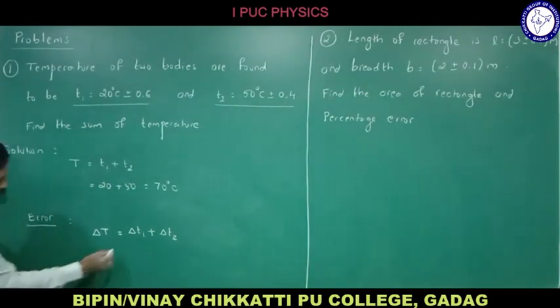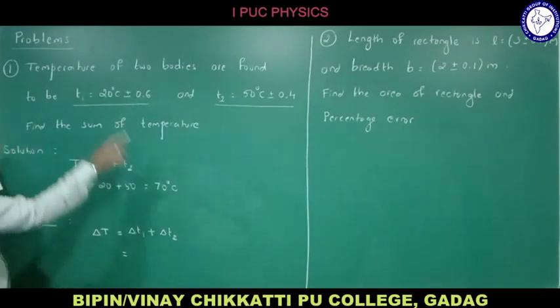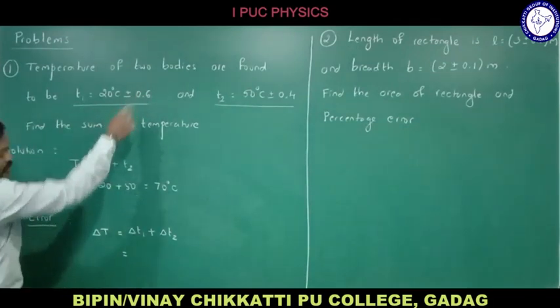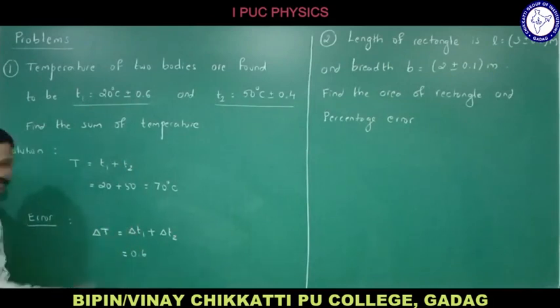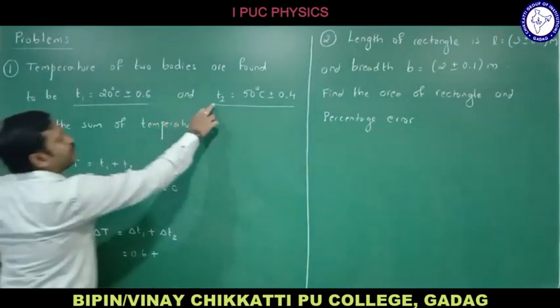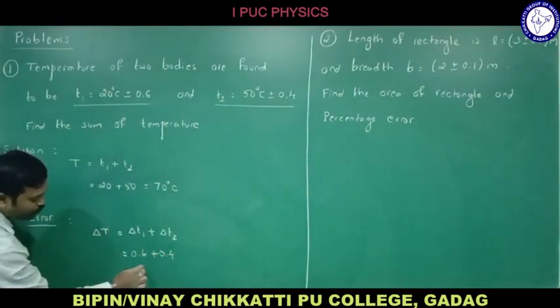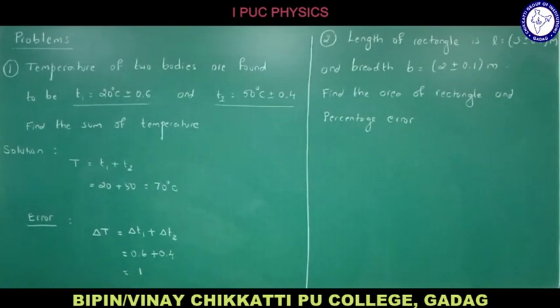Now come on, tell me, what is delta T1? Absolute error in the temperature T1. What is the absolute error? 0.6. Let me take 0.6 plus what is the absolute error in the second temperature? 0.4. How much do you get now here? 0.6 plus 0.4 is 1.